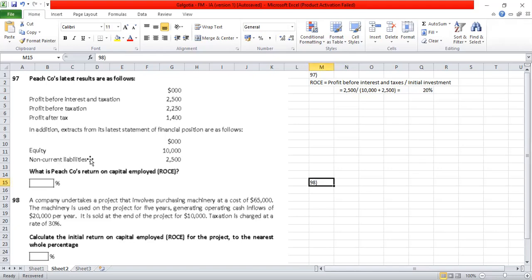Non-current liabilities are long-term liabilities or debt capital. So equity and debt capital, both of them are there. The question says: what is each company's return on capital employed? So return on capital employed is equal to EBIT divided by the initial investment amount. Take the profit before interest and tax, which is 2,500, divided by 10,000 plus 2,500, which is 12,500. So the percentage is 20%.